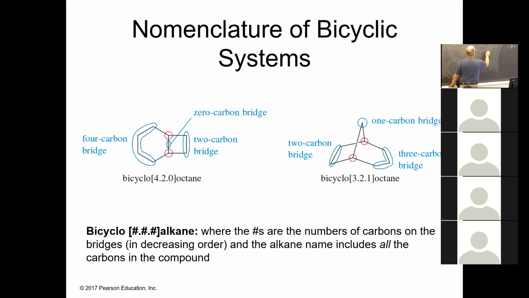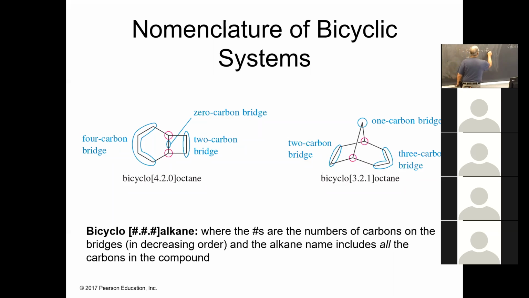Then we use square brackets. We start at one bridgehead, and then we go along the largest bridge first. A bridge is going from one bridgehead to the other. So in order to go from here to the next bridgehead, we would cross 1, 2, 3, 4. So the first number is 4. And we separate these with periods, not commas.